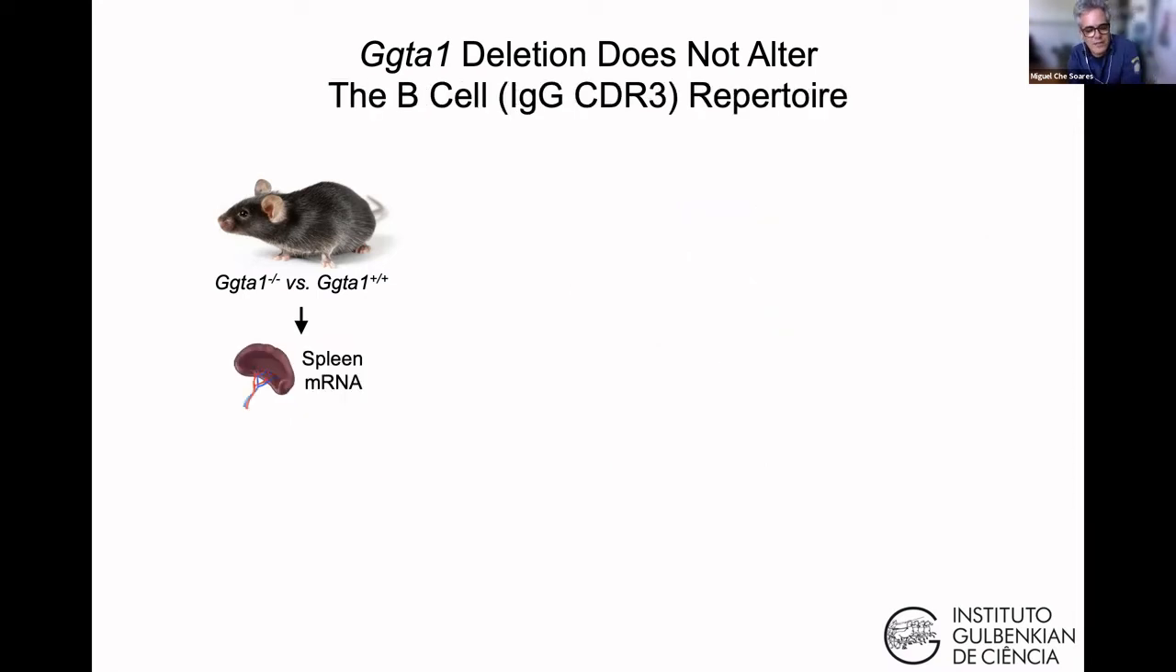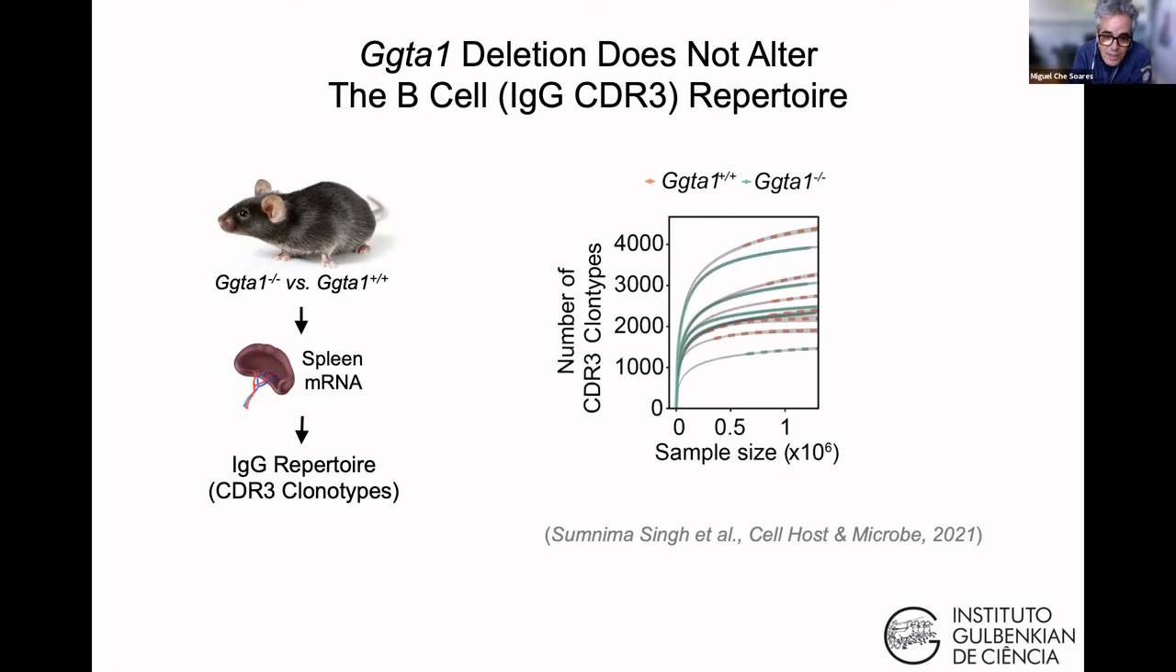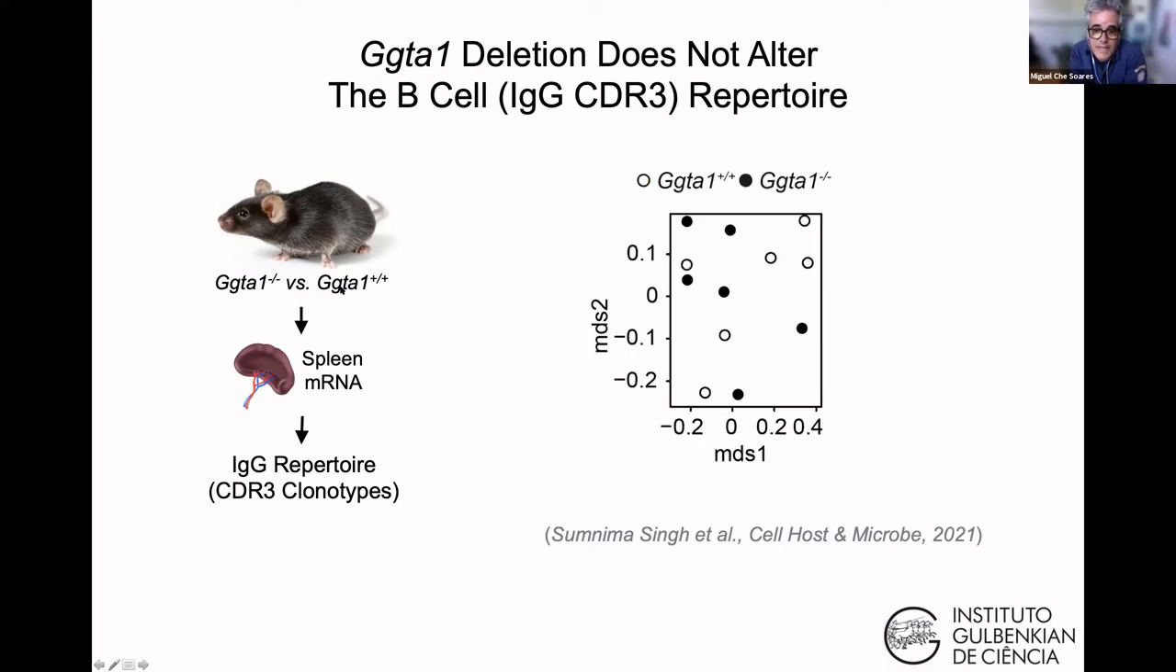We asked Bati, who had been in Andrew McPherson's lab for quite some time. They had developed a way to analyze the IgG repertoire of mice. So we asked them whether they would compare the two genotypes, and actually they found exactly the same thing.